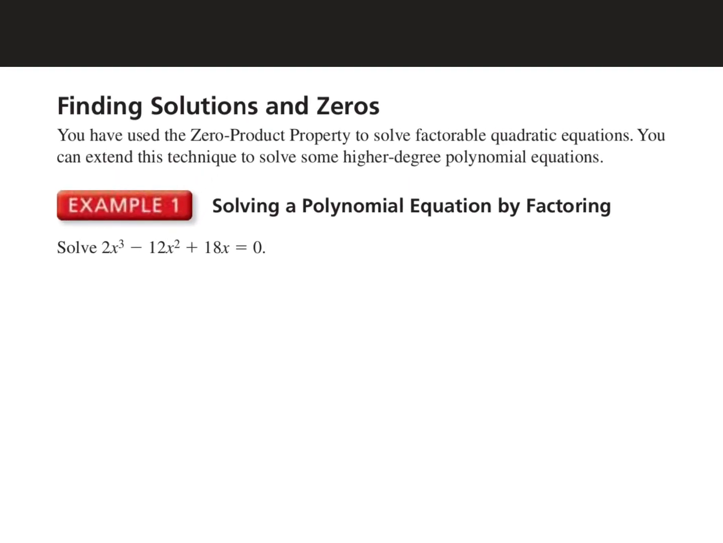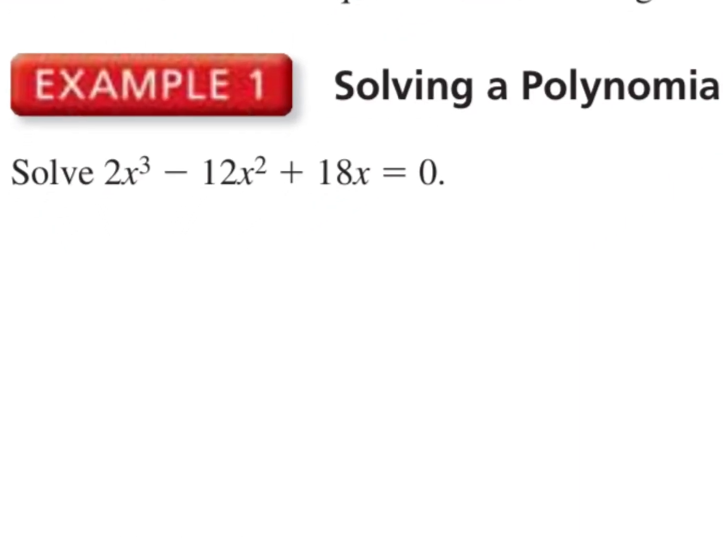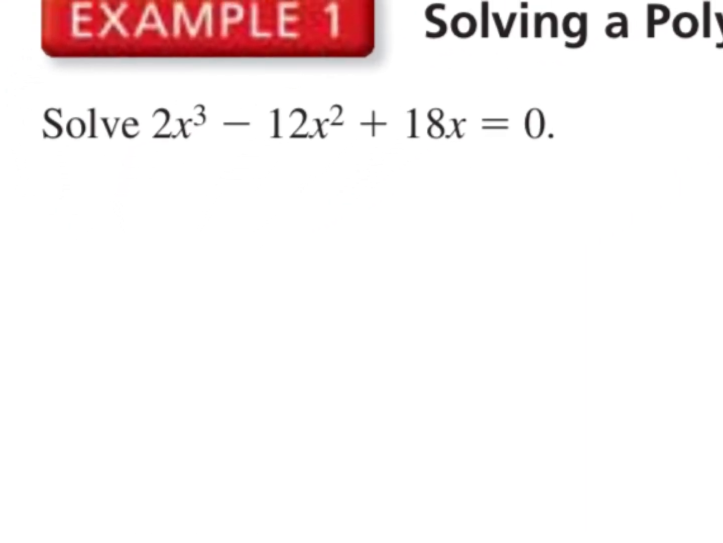So in 4.5, we're going to be solving polynomial equations by factoring. We're continuing with what we did in 4.4 with the factoring, but we're just going to take it one step further and solve. It says you have used the zero product property to solve factorable quadratic equations. You can extend this technique to solve some higher degree polynomial equations. So these are going to be factoring examples like we did in 4.4.